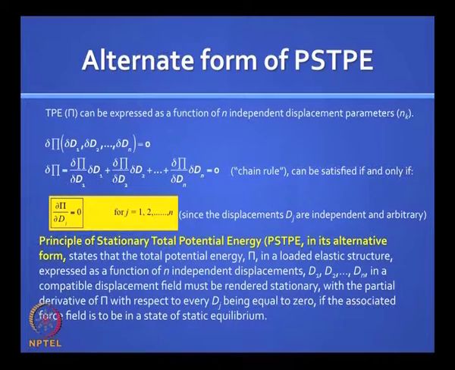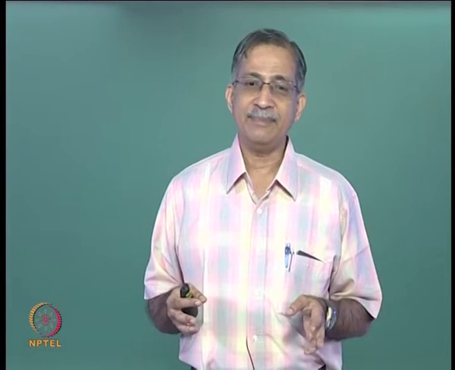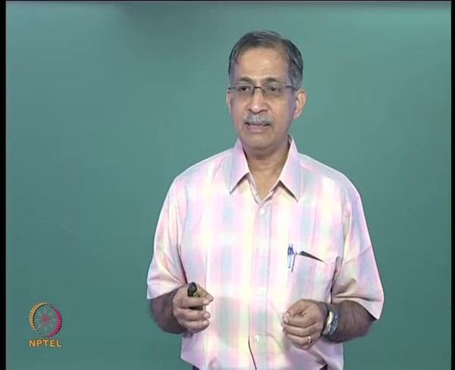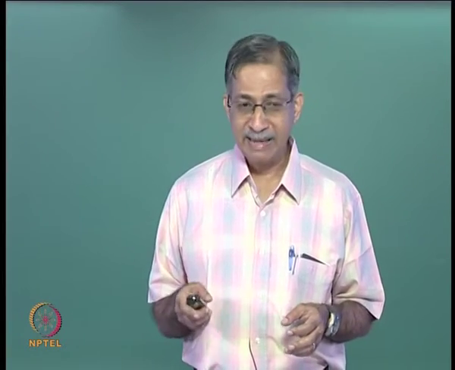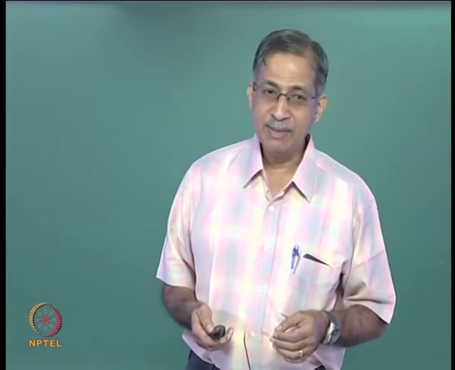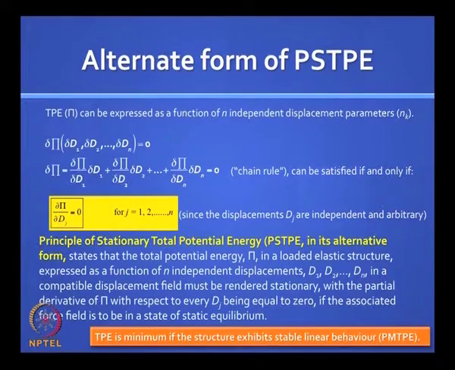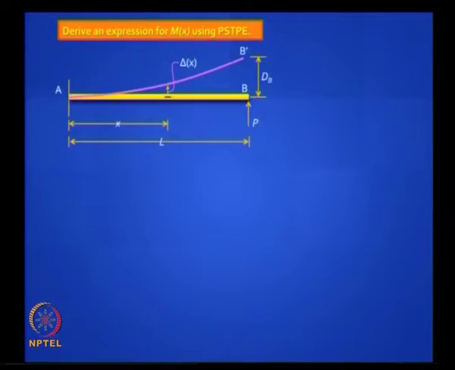Now it can be proved if you have a linear elastic stable structure, then the stationary point refers to a point of minimum energy. So in that form it is more popularly known as the principle of minimum total potential energy, right? It's PMTPE. Let us just demonstrate how you do this.